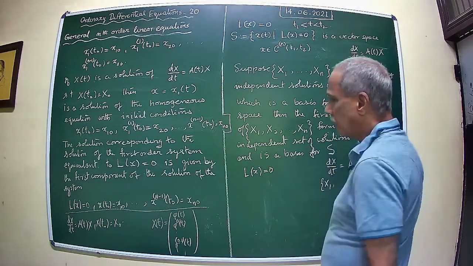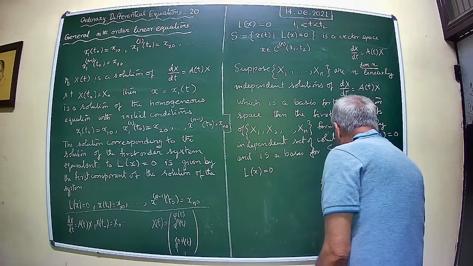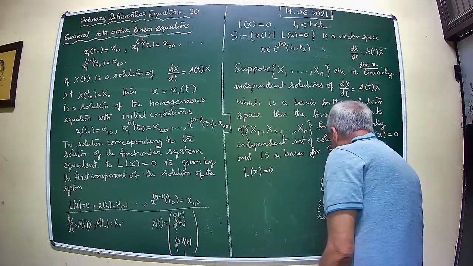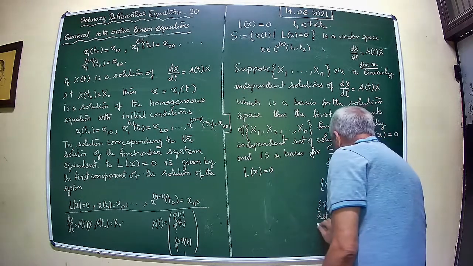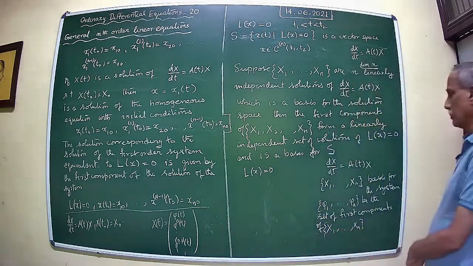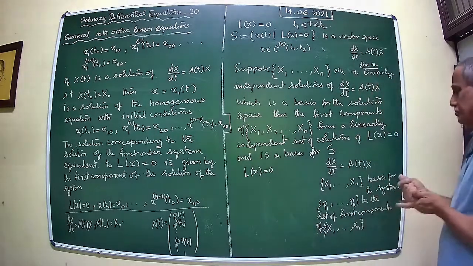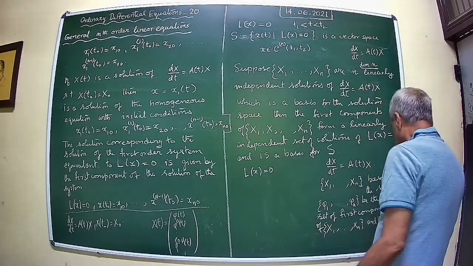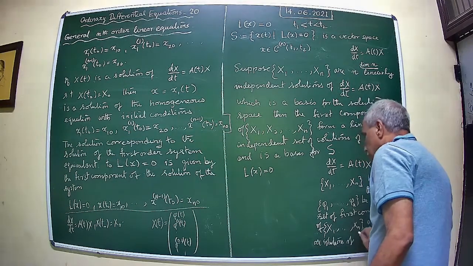Then what you have? You have the first component of all this. Let me call that phi 1, phi n. First components of... Excellent. Now what do you know? Suppose we start with an arbitrary... and they are solutions of Lx equal to 0.